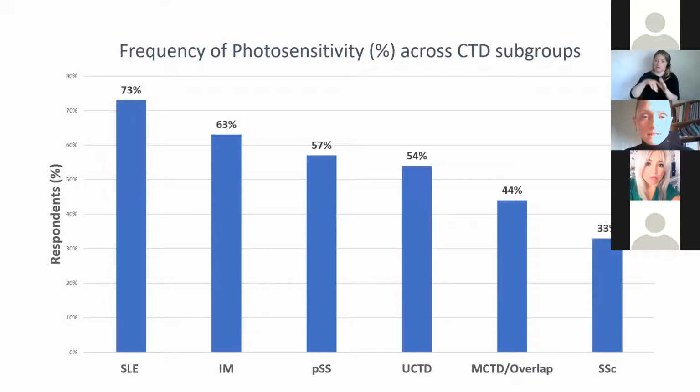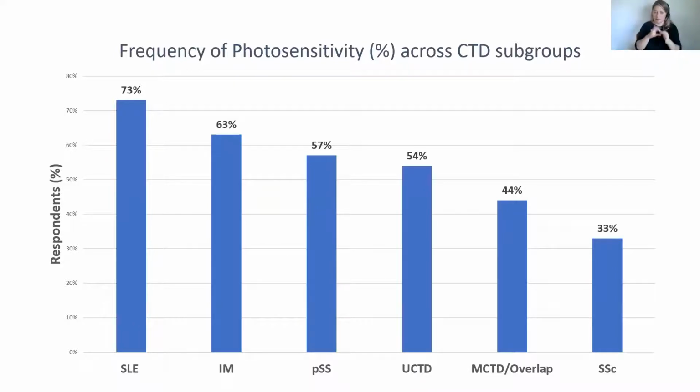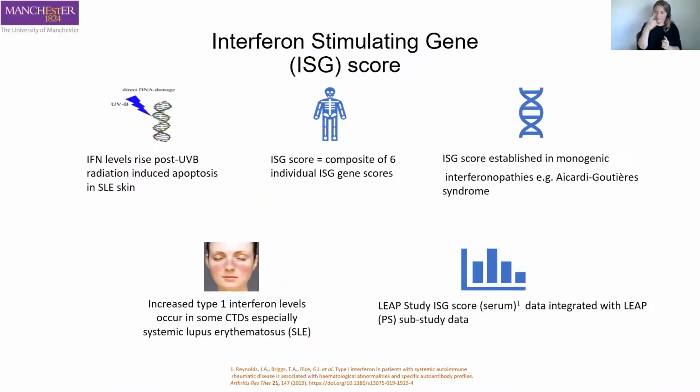This is unprecedented and previously unreported in primary Sjogren's syndrome, undifferentiated connective tissue disease, mixed connective tissue disease / overlap, and systemic sclerosis. As I mentioned before, it has already been established in patients with SLE and inflammatory myositis. I previously made reference to the interferon pathway as being a significant driver in the underlying immune pathogenesis of a range of connective tissue diseases, but predominantly systemic lupus.